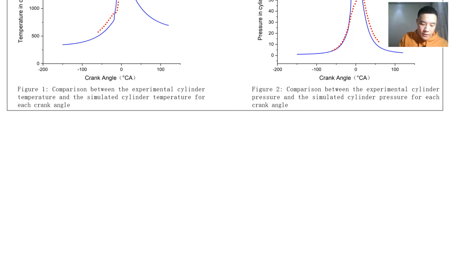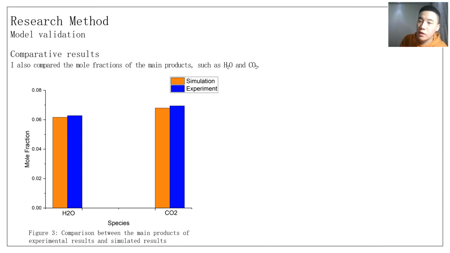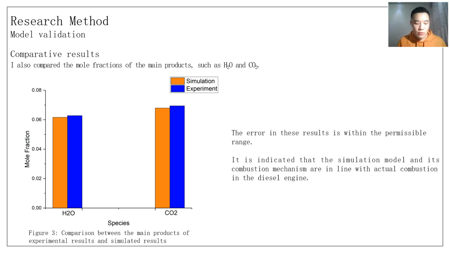I also compared the mole fractions of the main products, such as water and carbon dioxide. The difference in the amount of main products generated is less than 5%. The error in these results is within the permissible range. It indicates that the simulation model and its combustion mechanism are in line with actual combustion in the diesel engine.